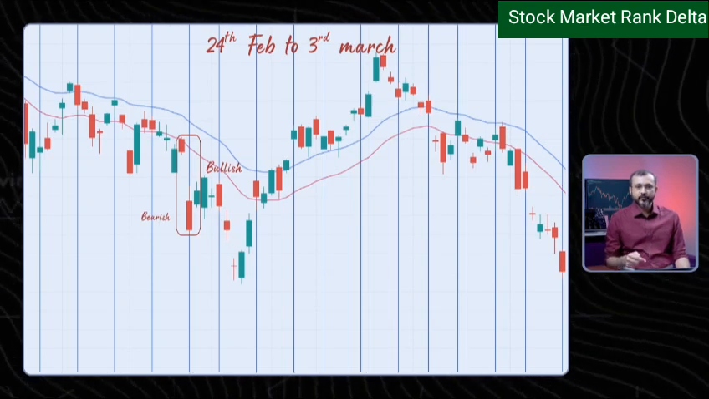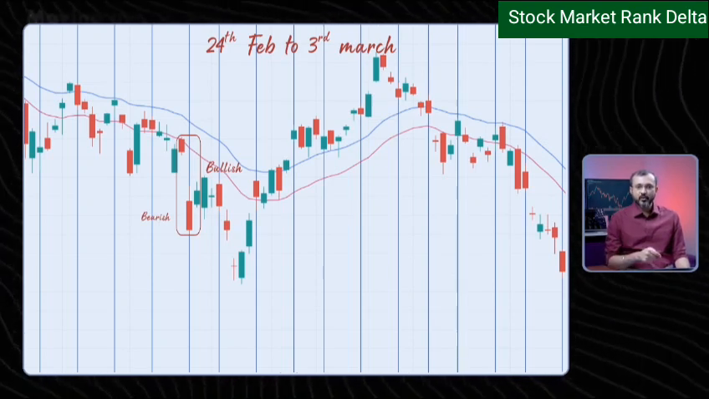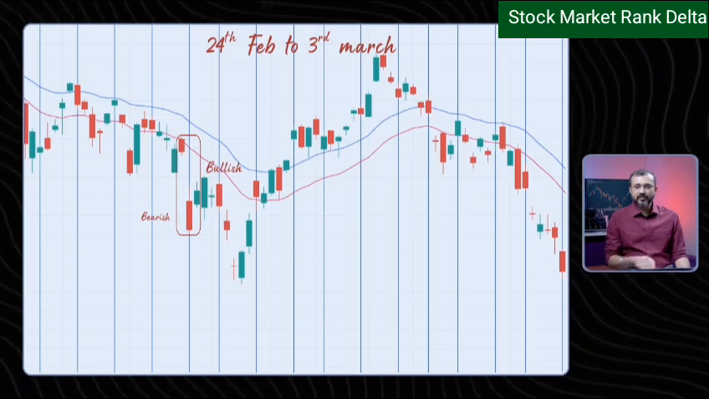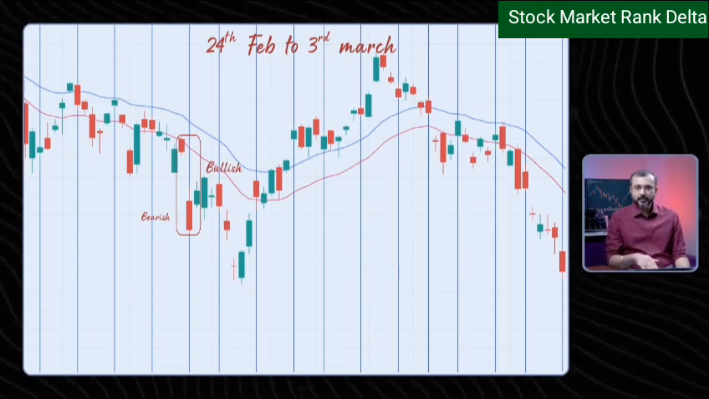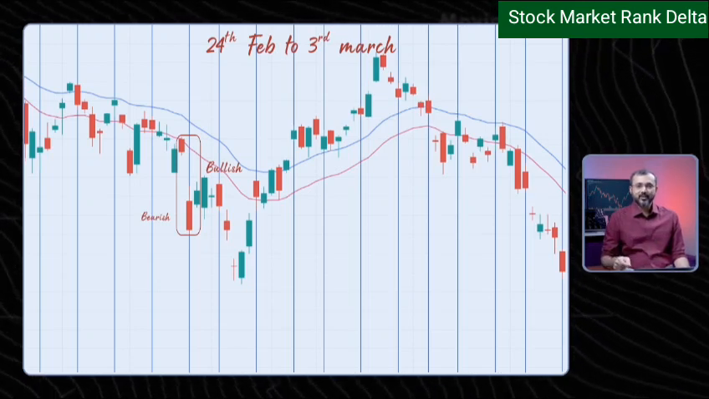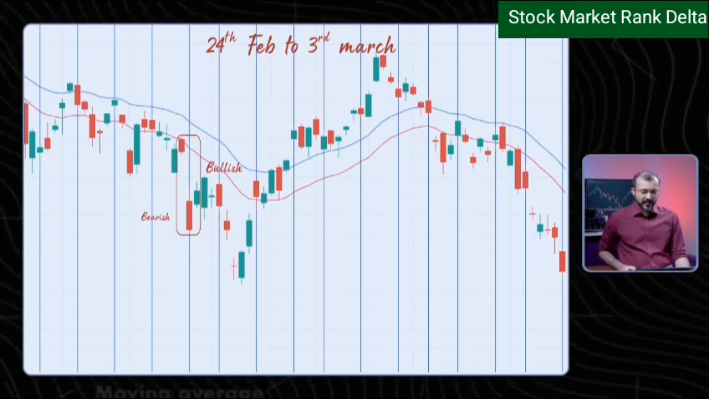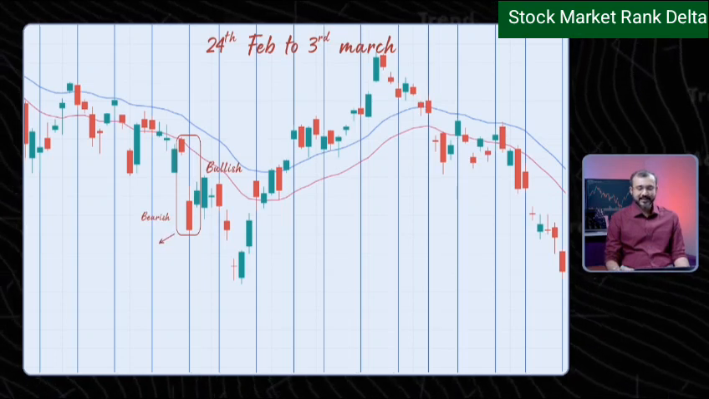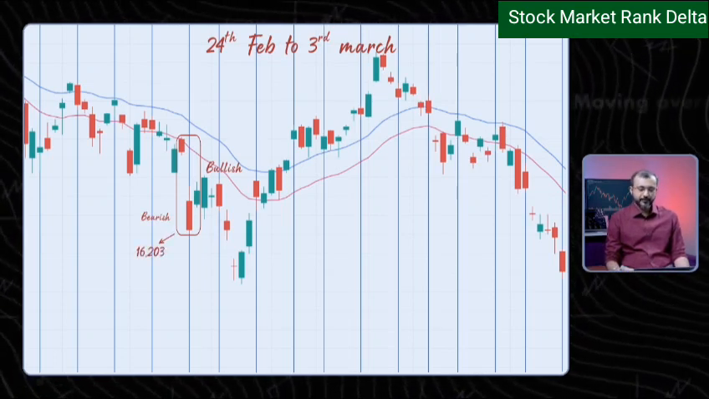A market structure low got formed. And if a market structure low got formed, that means the low of the pattern. We select the low of the pattern and the high. The high value comes from the high channel of the moving average. We add those values, so the range comes to 16,203 as the low value.